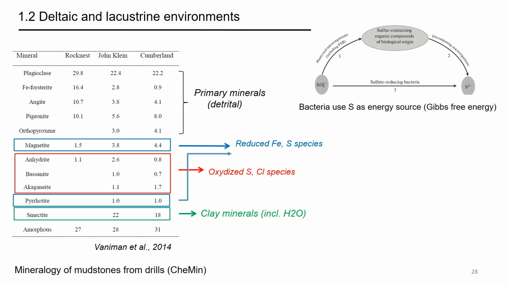So what we see here is that we have many different minerals. Some of them are reduced, some of them are oxidized, and we know on Earth that we have bacteria which use sulfur as energy sources, especially bacteria that reduce sulfate from oxidized to reduced phases, using the Gibbs free energy to find energy. So we have this kind of differences between the reduced and oxidized material here.